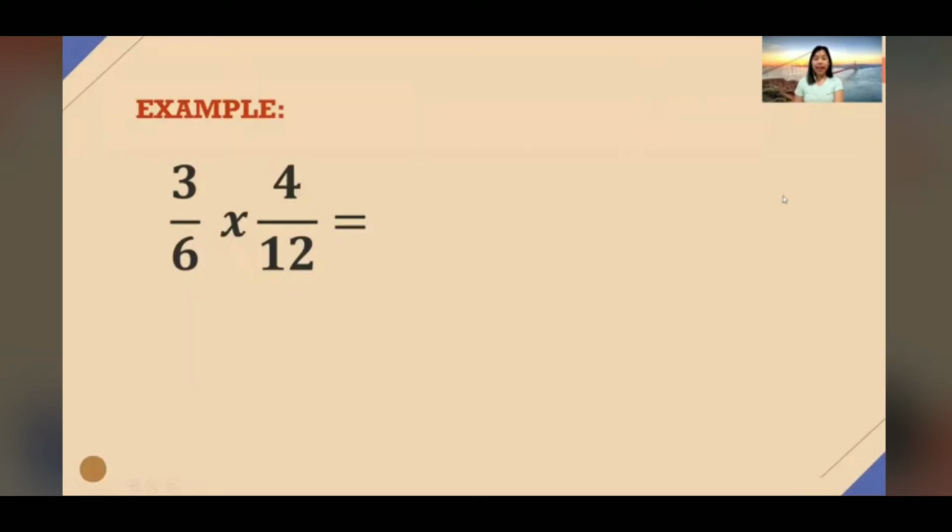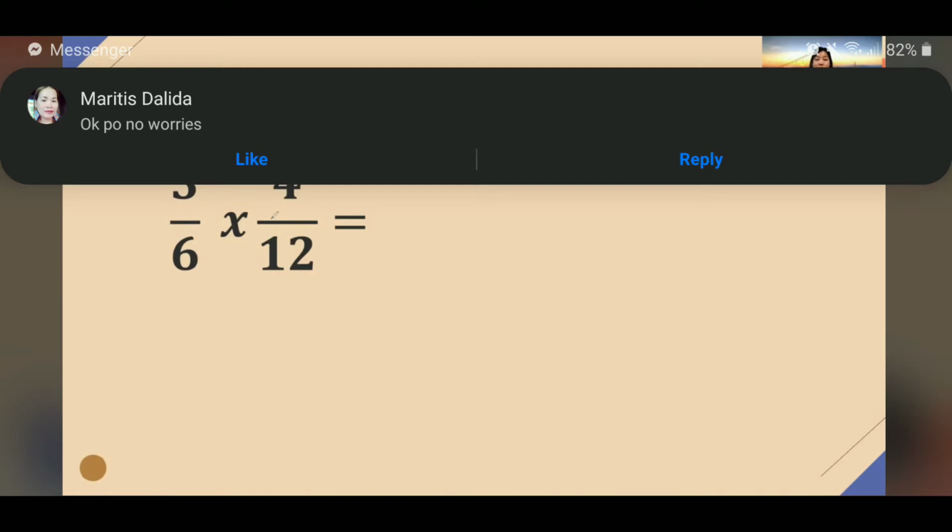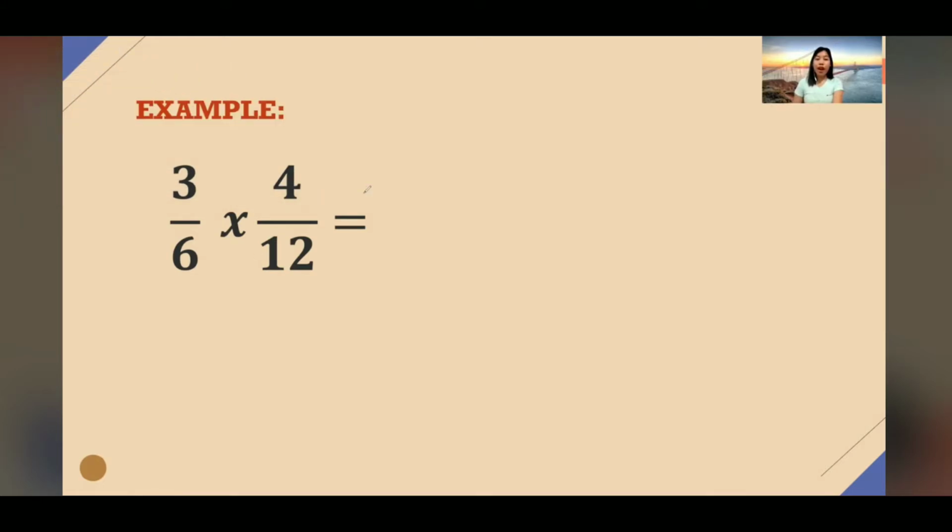So here is our example, and this one is just the same set of fractions that we solved in our option A. Alright, so 3/6 times 4/12. So we have to look for the prime factors. So what are the prime factors of 3? 1 times 3. That's correct. How about 6? 2 times 3.